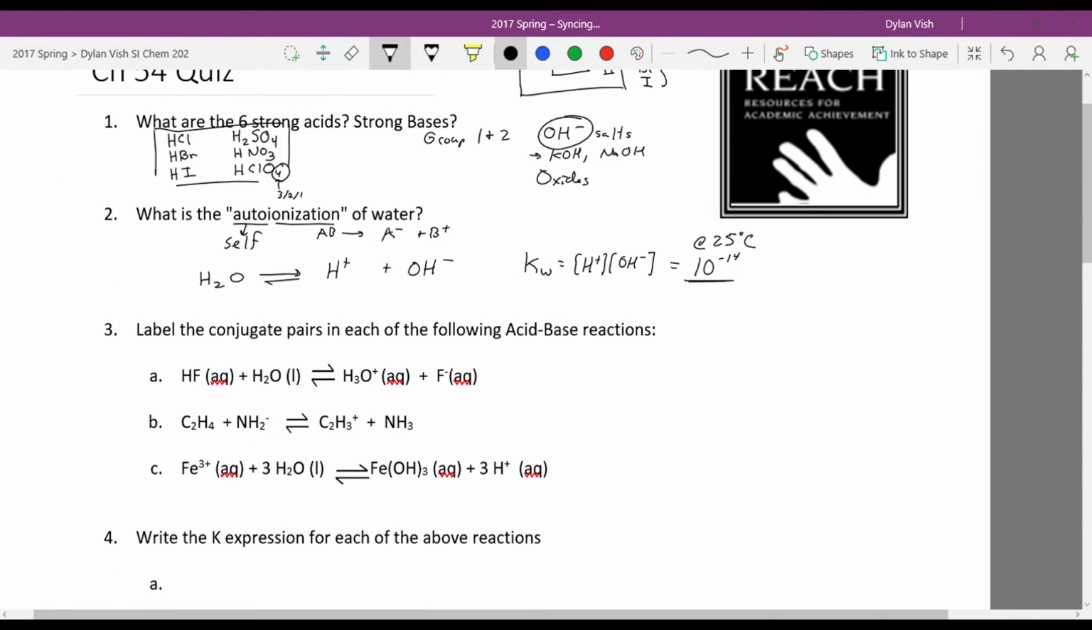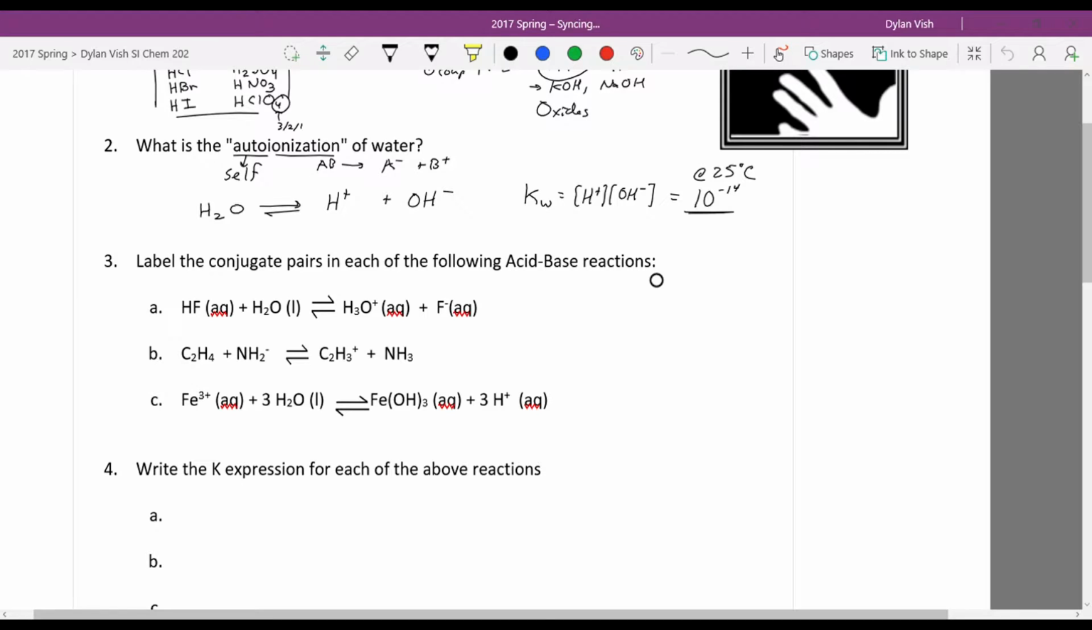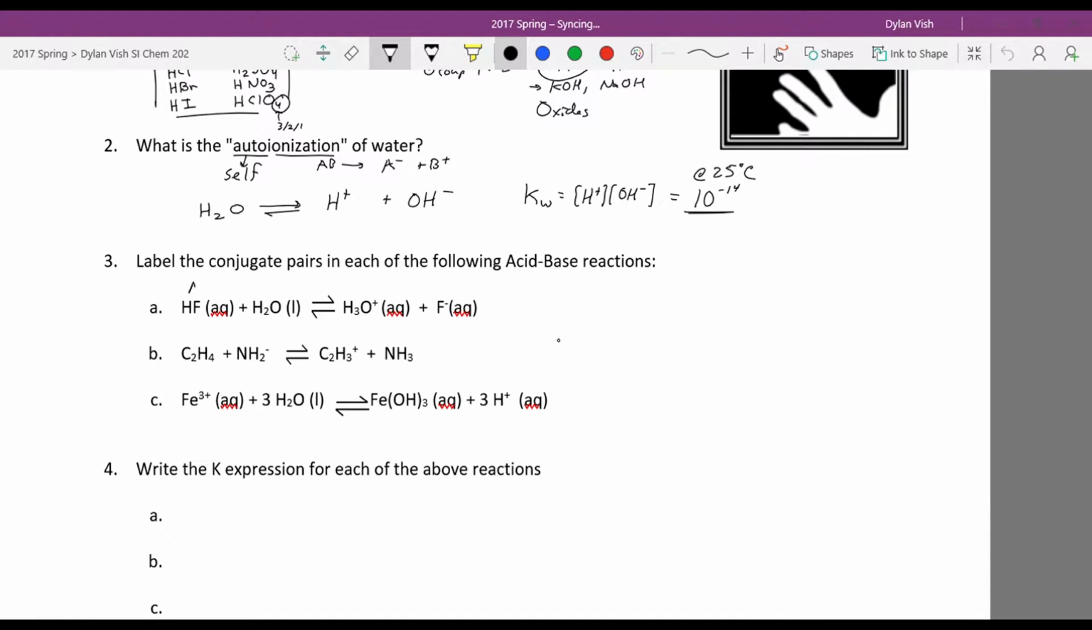So don't forget that. Now, number 3: label the conjugate pairs of each of the following acid-base reactions. Let's look at the first one. Obviously, HF is our acid. We have H2O as a liquid. On the other side we have H3O plus and F minus. We can see immediately that these two are connected because they both have the weird atom, as I like to say, of the fluorine. So F minus must be the conjugate base, but we're going to go further into that later.